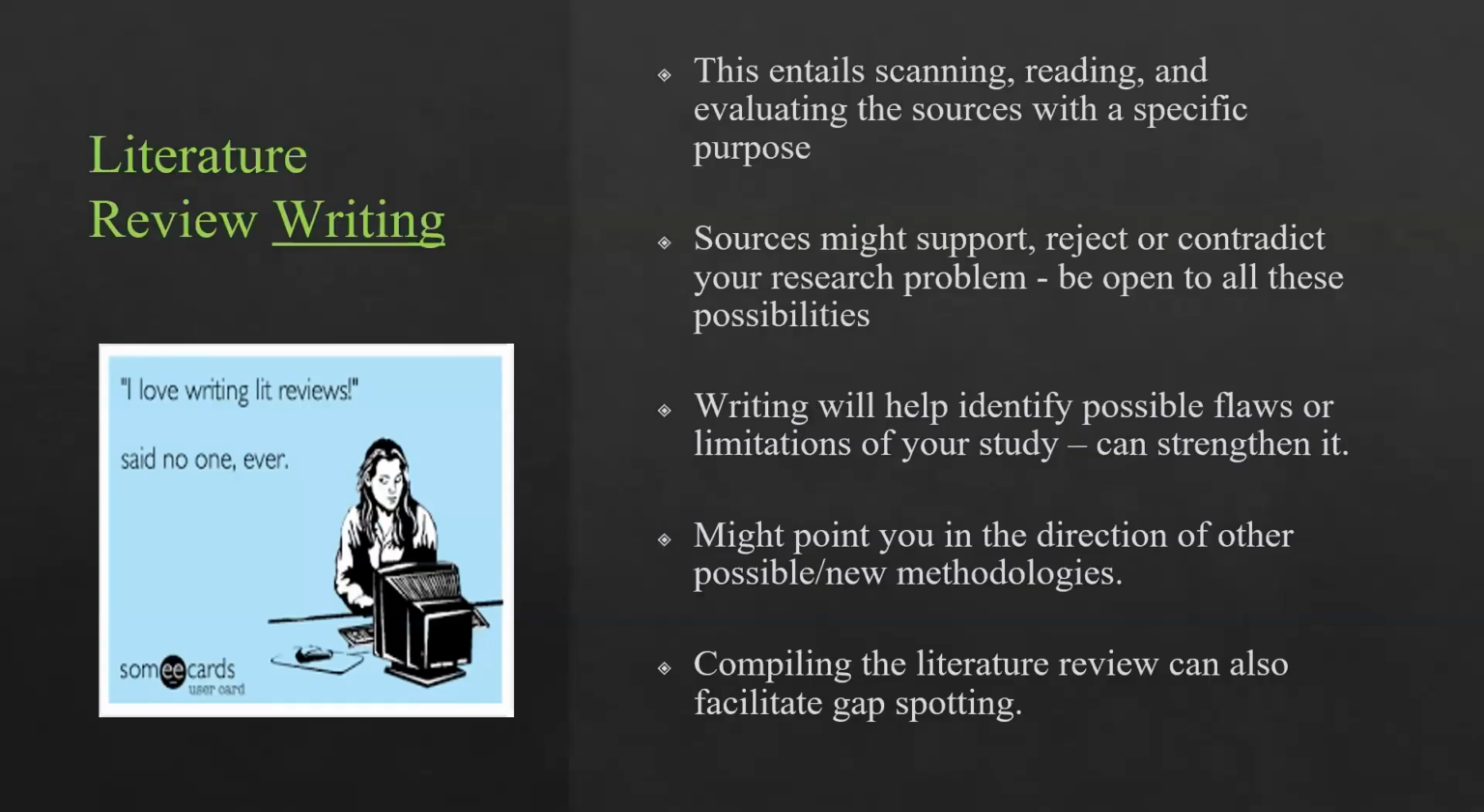So sources, as I said earlier, might support your arguments, but they can also reject or contradict your research problem. And I know research students tend to get very anxious when they have a source that rejects or contradicts what they're trying to do with their study. But I say be open to these possibilities, because it doesn't mean your research topic or area is wrong. It just means that this is an opposing view, and it can be used to strengthen your literature review as well.